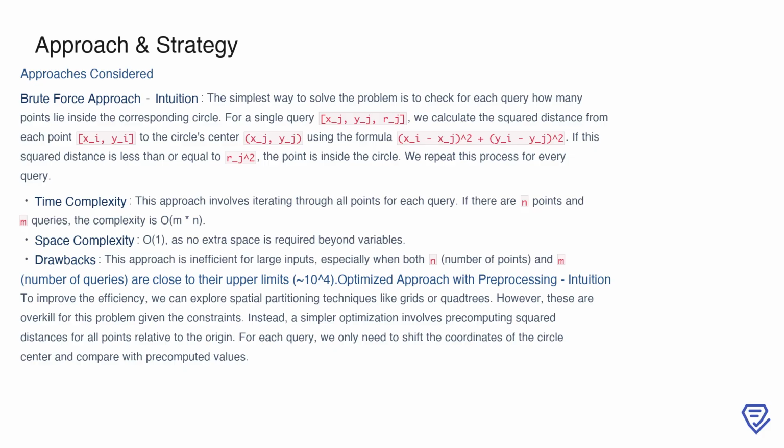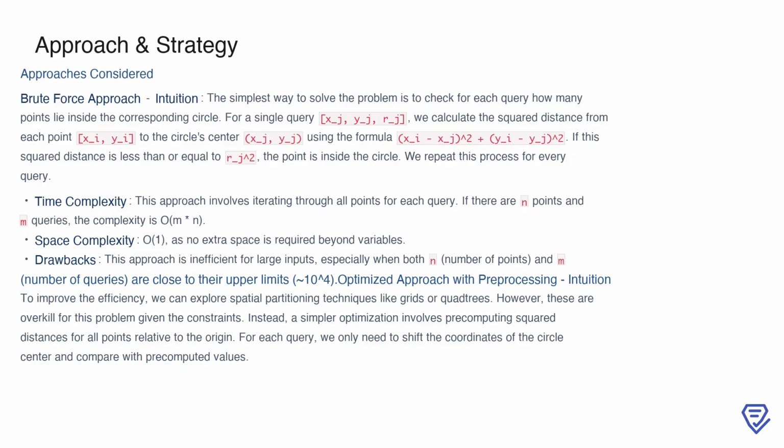The intuition behind this is simple. For every query, we check how many points lie inside the corresponding circle. For a given query, x_j, y_j, r_j, the squared distance from a point, x_i, y_i, to the circle's center, x_j, y_j, is calculated using the formula (x_i - x_j)^2 + (y_i - y_j)^2. If this squared distance is less than or equal to r_j^2, the point lies within the circle. By repeating this process for all the queries, we can determine the results.